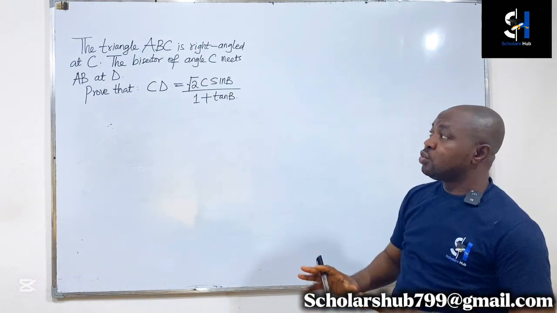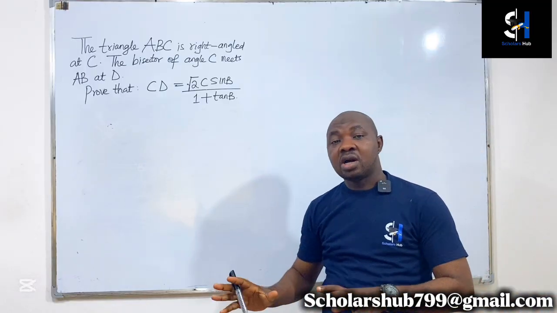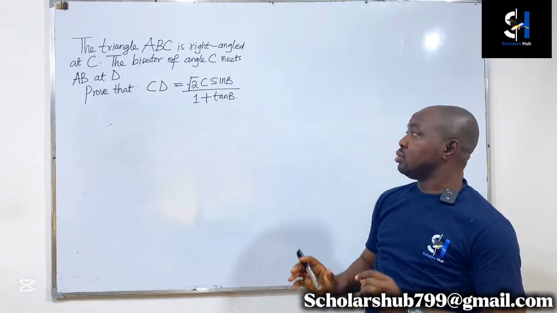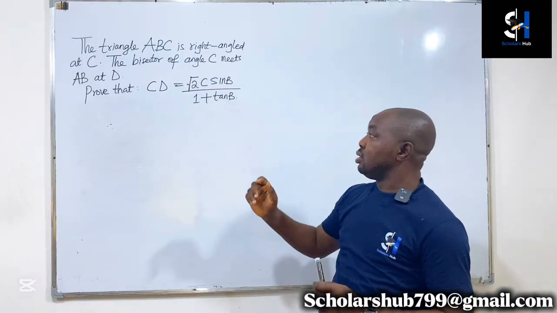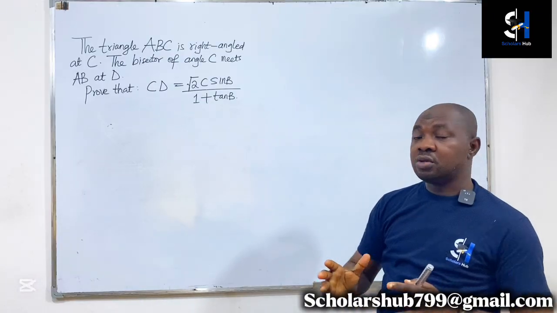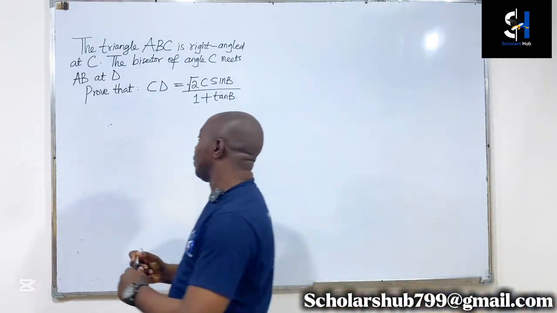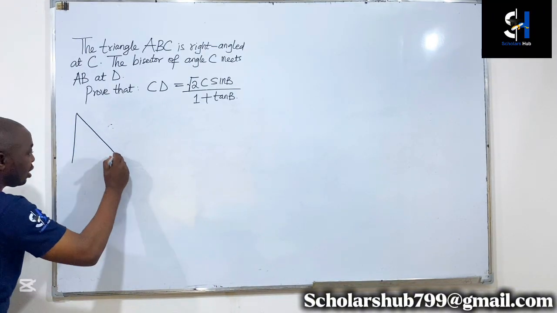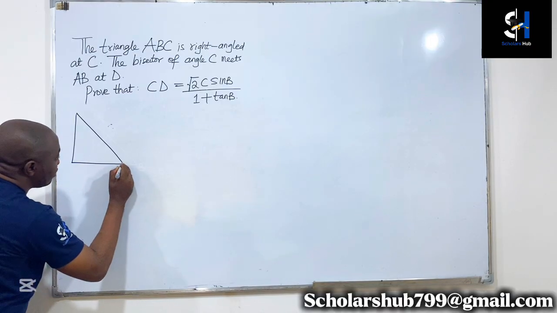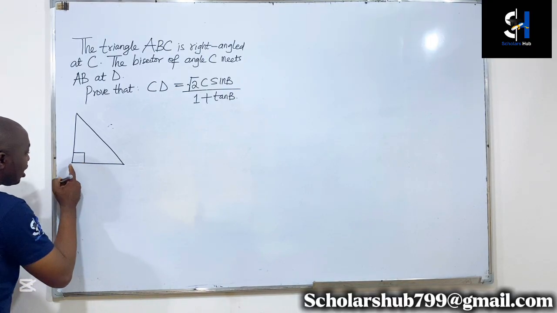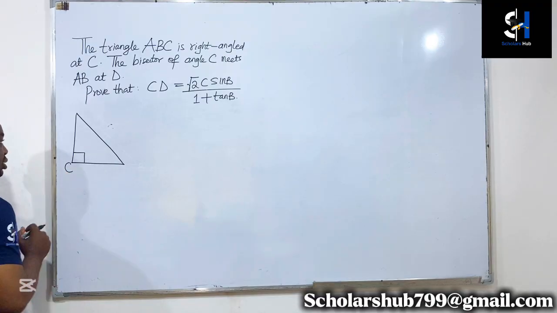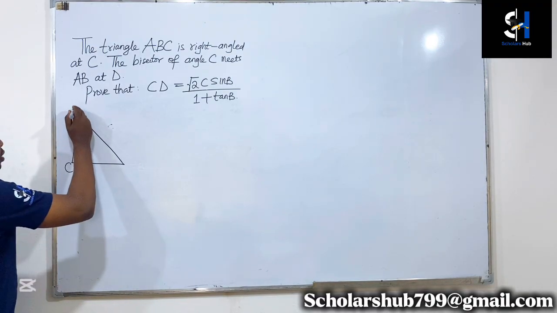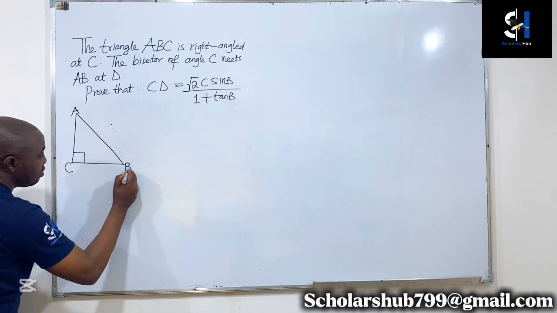The first thing we need to do is to draw the right angled triangle. We know that the angle of 90 degrees, which is a right angle, is at C. So we first draw a right angle triangle to analyze the problem. At C is angle 90 degrees. Now let's say this is A and this is B.